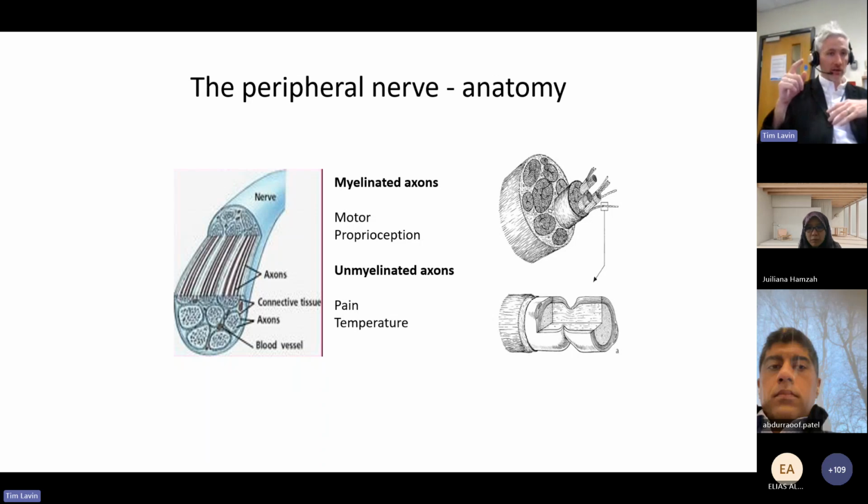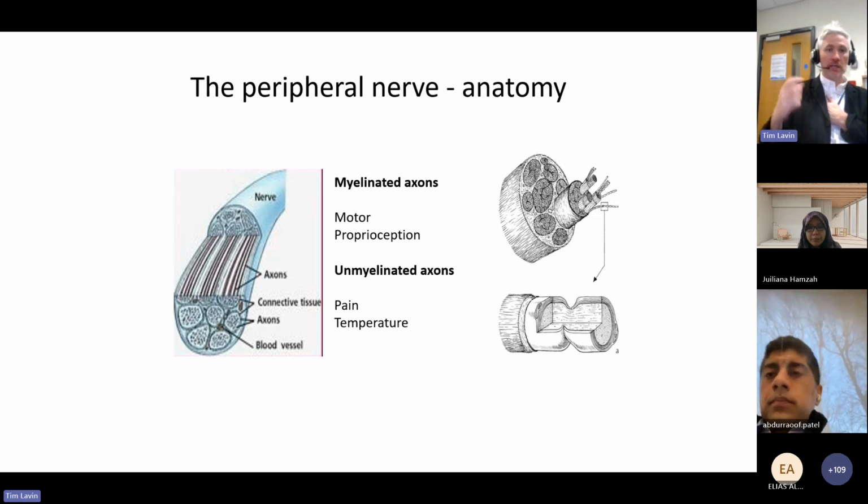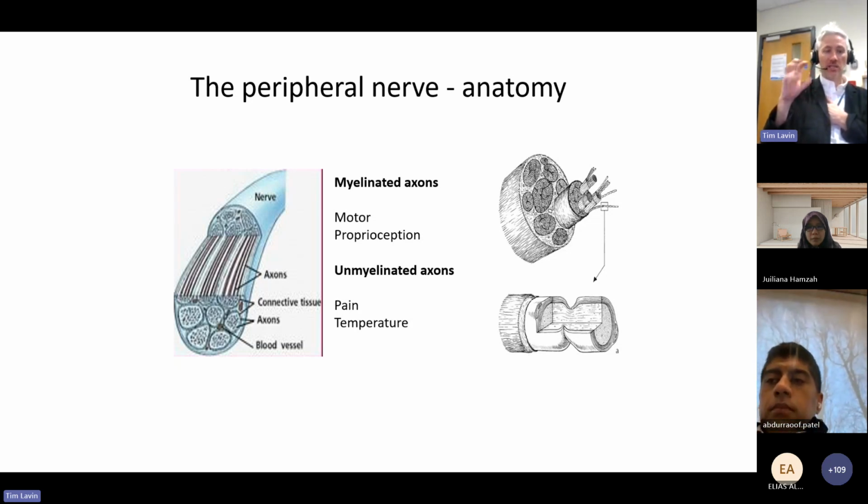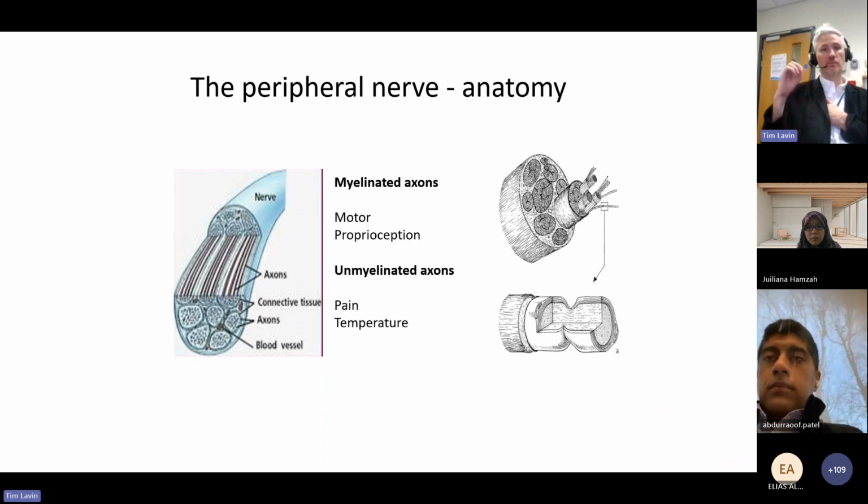We have A-delta fibers, and then we have C fibers, which are the two main others that are clinically relevant when we're talking about generalized peripheral neuropathies. So we term them unmyelinated axons. The A-delta actually has a very thin myelin sheath around it, but it's thinly myelinated. It's still a small diameter nerve. And C fibers are unmyelinated.